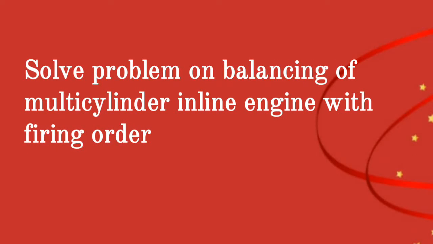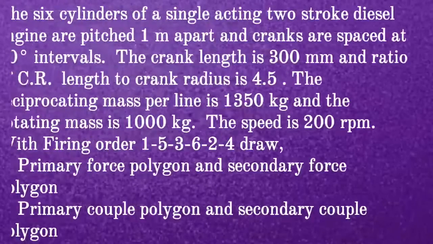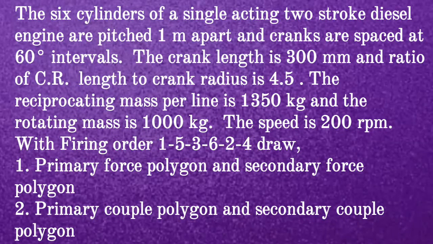Problem on balancing of multicylinder inline engine with firing order. Given question: the 6 cylinders of a single acting two-stroke diesel engine are pitched 1 meter apart and the cranks are spaced at 60-degree intervals. The crank length is 300 mm and the ratio of connecting rod length to crank radius is 4.5.